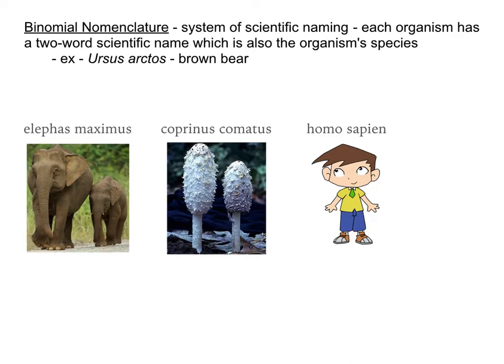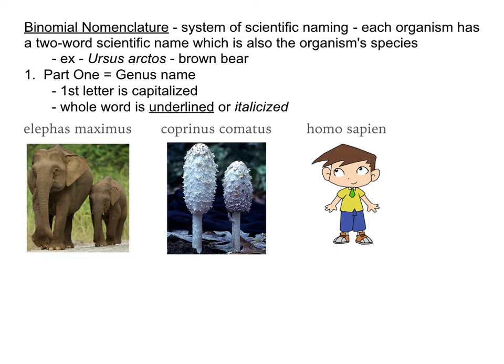Now, the first part of the name is the genus name. What we do is capitalize the first letter of the first name and then underline or italicize the whole word. You could practice that here. You would capitalize the E and then underline Elephas. Capitalize the C, underline Coprinus. Capitalize the H, underline Homo.